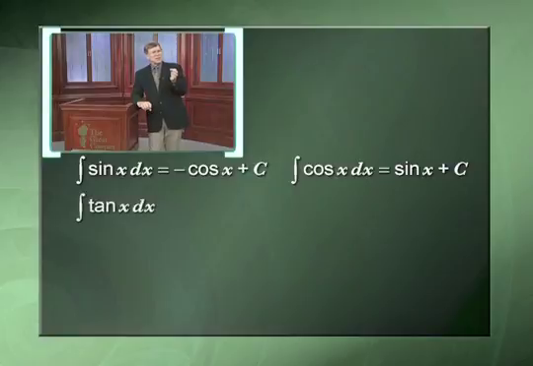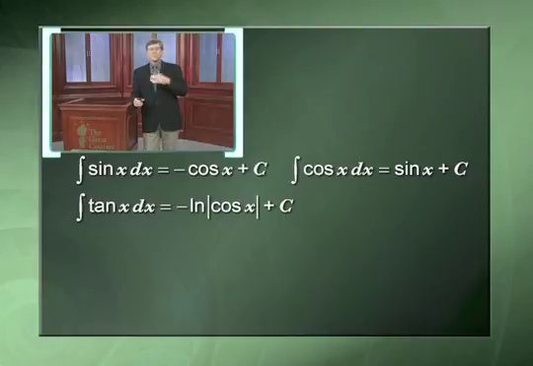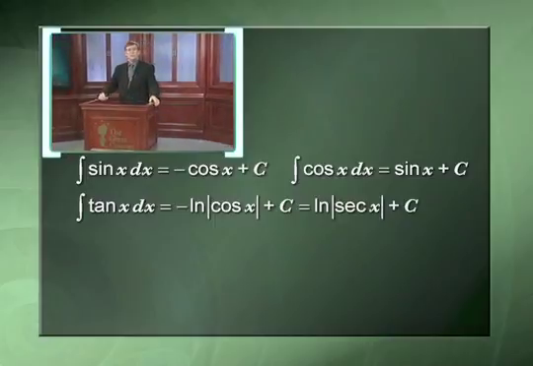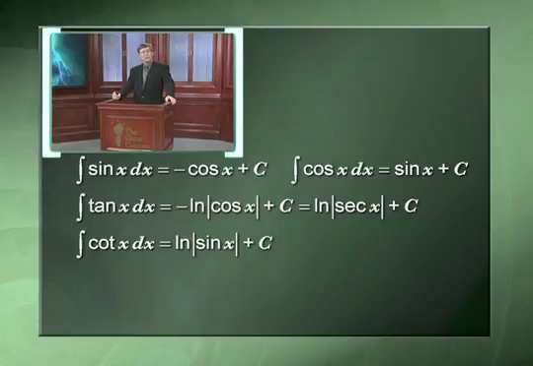What about tangent? You remember we needed logarithms to solve that problem. We wrote it as sine over cosine, and the answer was minus log absolute value of cosine plus a constant, and that also can be written as log of the absolute value of the secant function plus a constant. And cotangent would be similar to tangent, and that's log of the absolute value of sine x plus a constant.